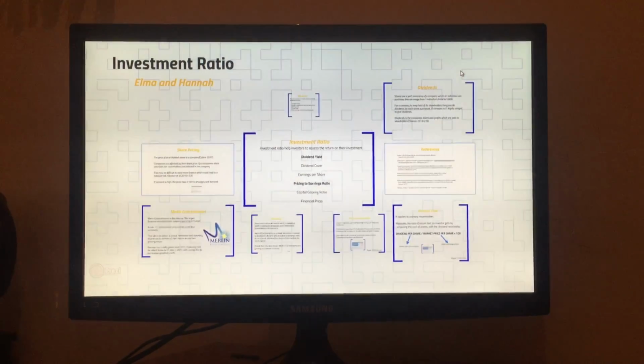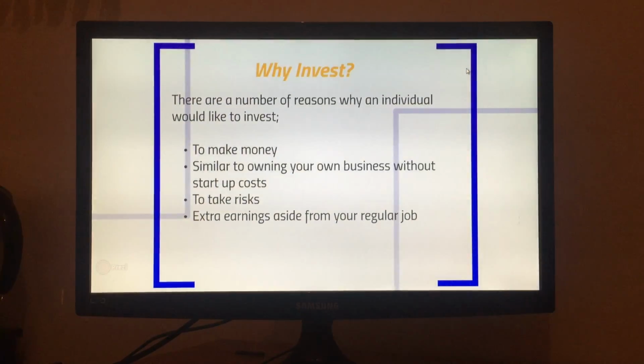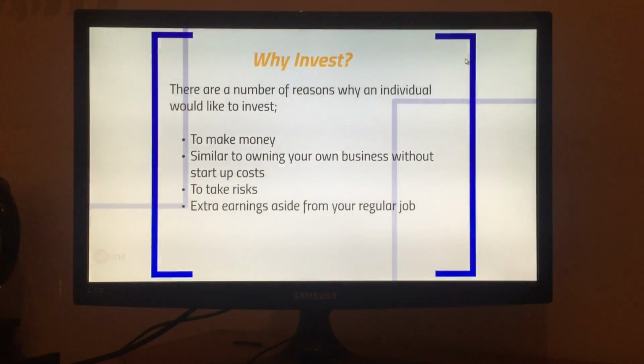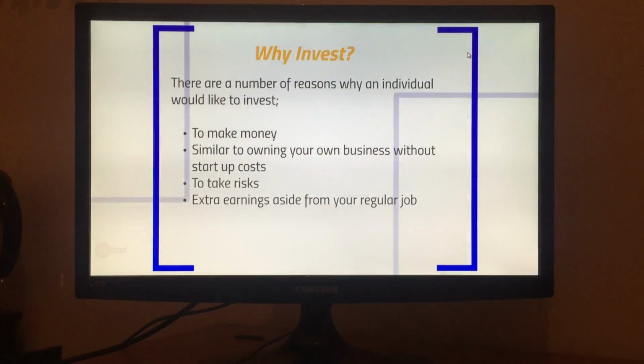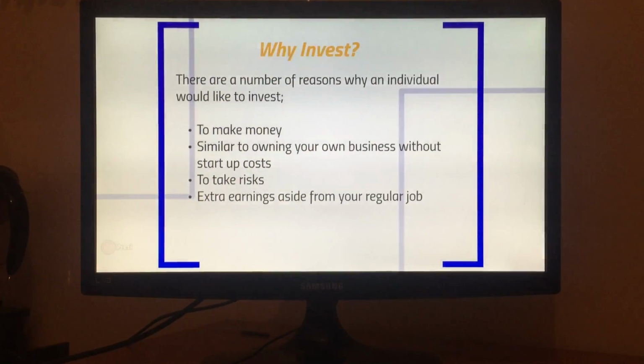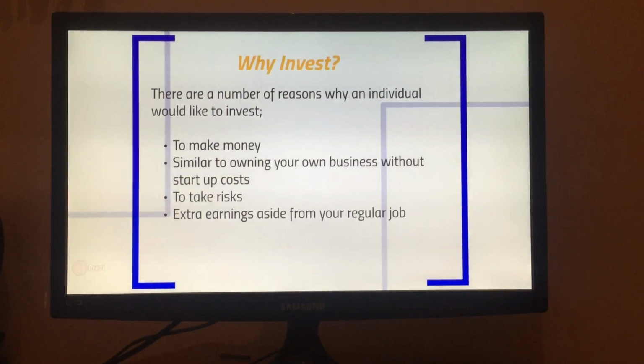We'll be talking about investment ratio. Before we discuss the topic, we're going to talk about why people invest. There are a number of reasons why an individual would like to invest: simply to make money, similar to owning your own business without the startup costs, to take risks, and for extra earnings aside from your regular job.